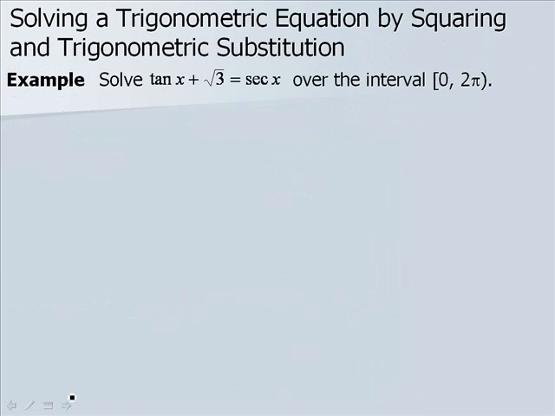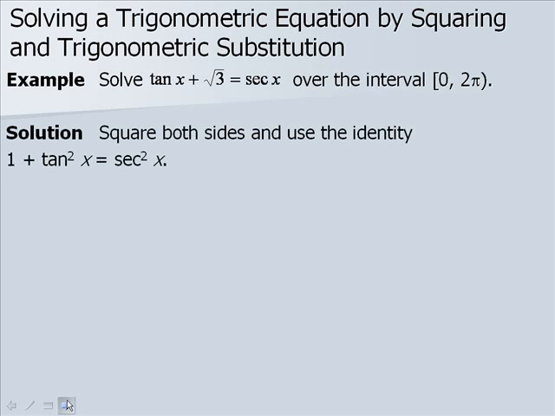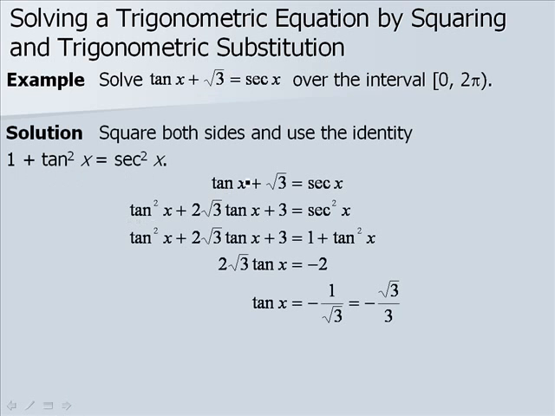Now let's solve a trigonometric equation by squaring and trigonometric substitution. We want to solve the tangent of x plus the square root of 3 equals secant of x over our interval from 0 to 2 pi. First, we'll square both sides in order to eliminate our square root of 3 and use our identity 1 plus tangent squared of x equals secant squared, one of our Pythagorean identities. So here we've squared this side, meaning we've taken tangent of x plus square root of 3 and squared it, which means we can simply write it twice.